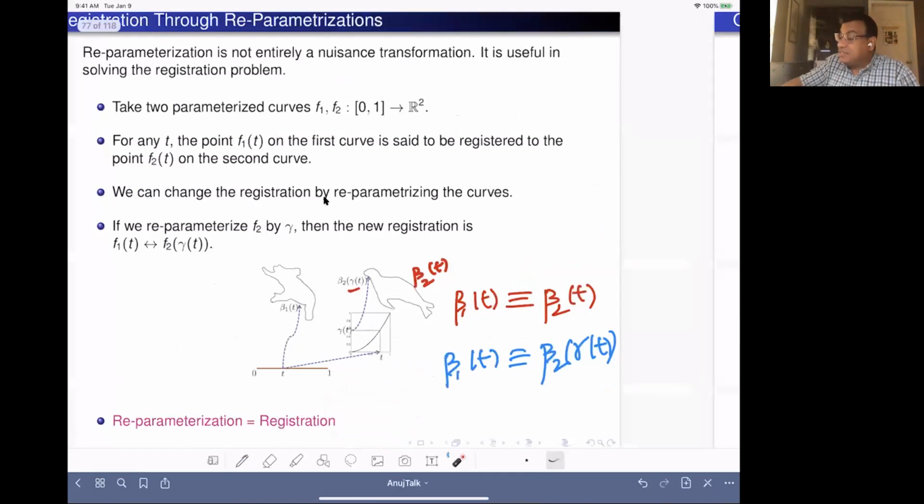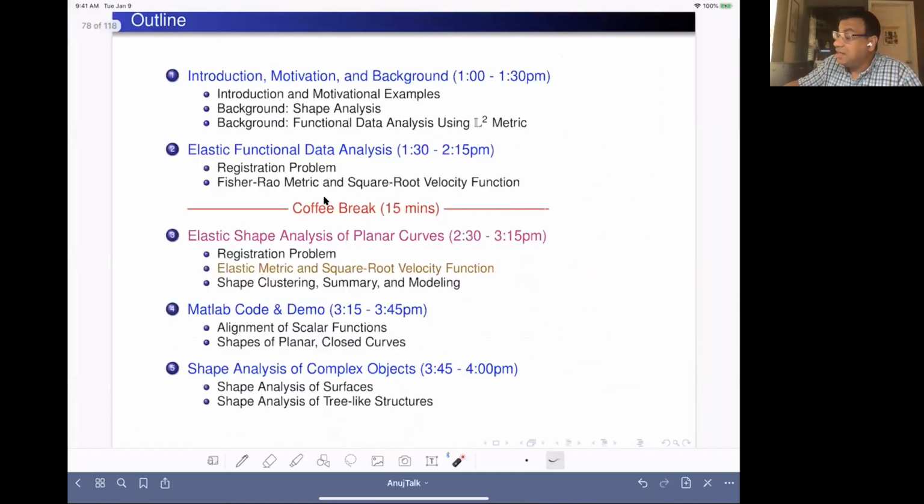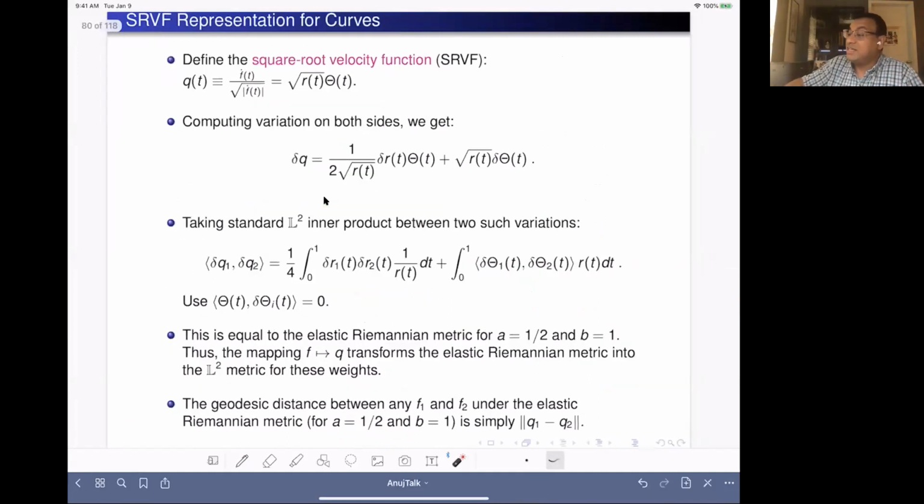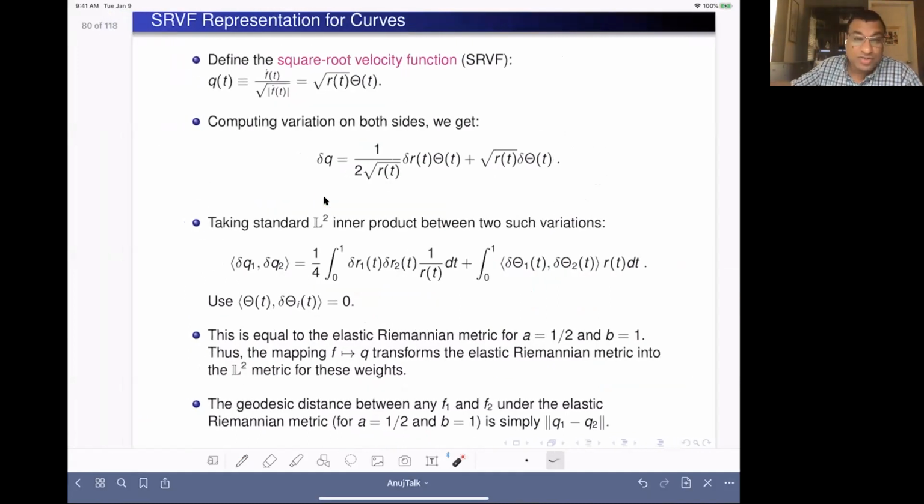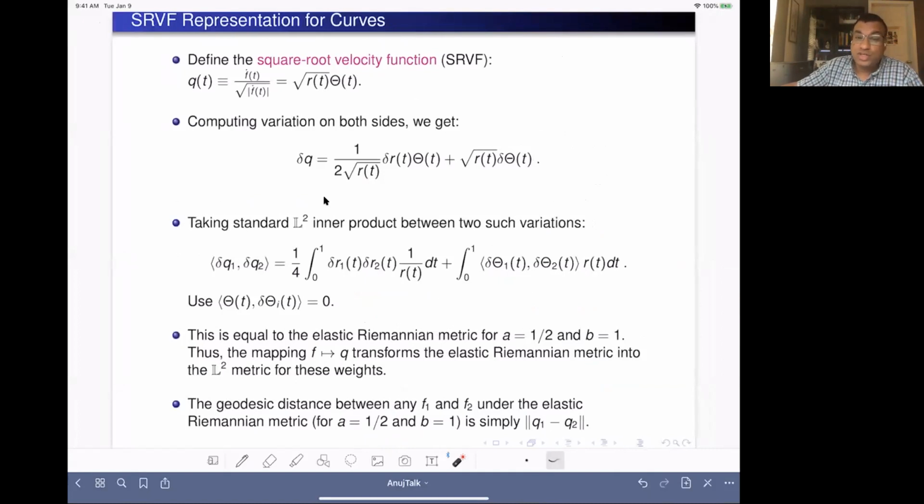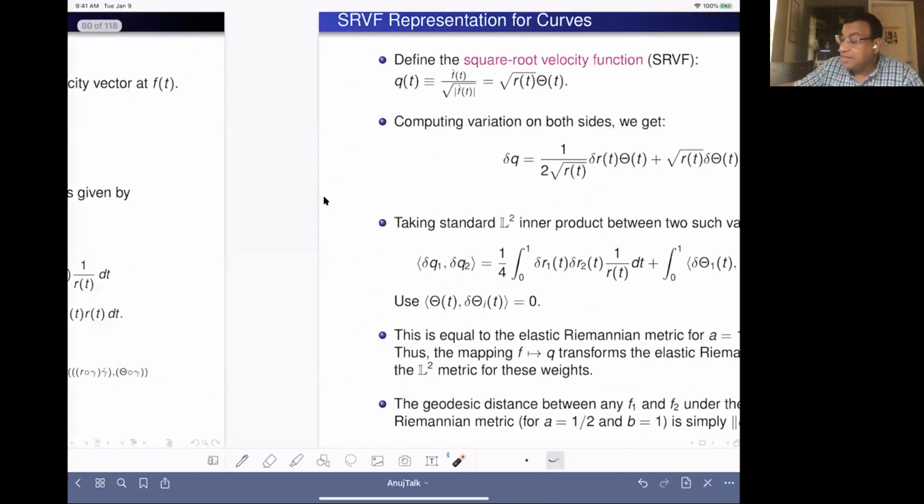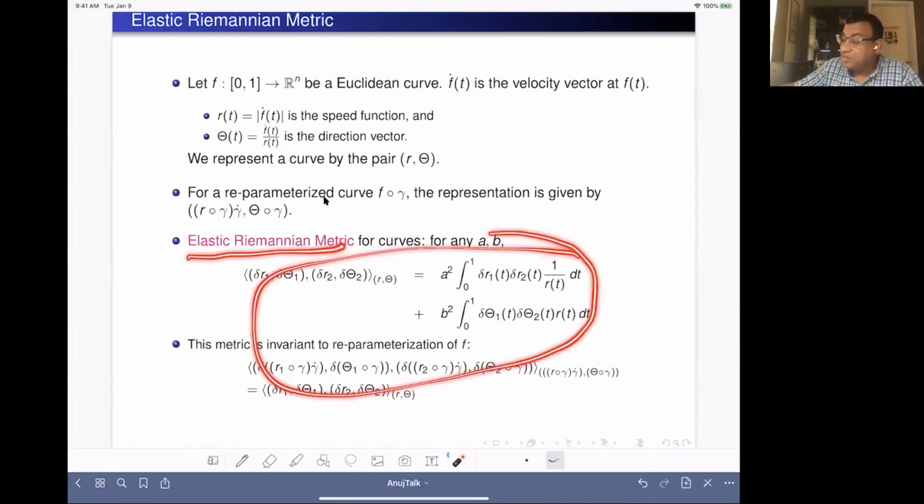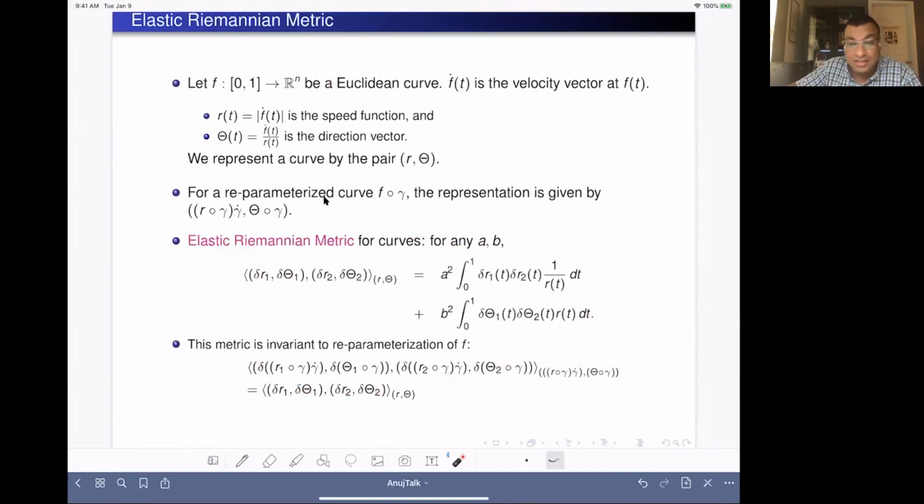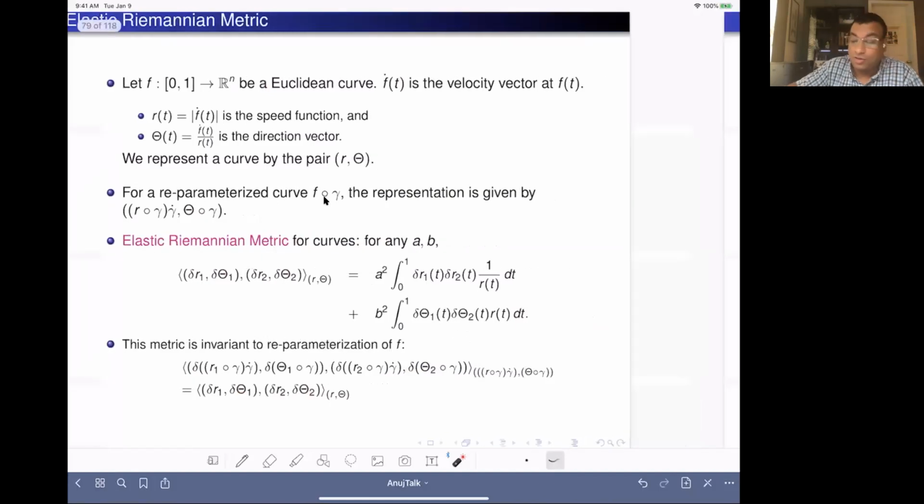So there is some mathematical theory behind it, and I'm going to skip it a little bit, just like I did for the scalar case. For those who are interested, this is what is called an elastic Riemannian metric. There is a metric, just like the Fisher-Rao metric I mentioned earlier, which has all the nice invariant properties, but it's a very complicated thing to work with. I don't have time. I'm not explaining it to you because it's complex.